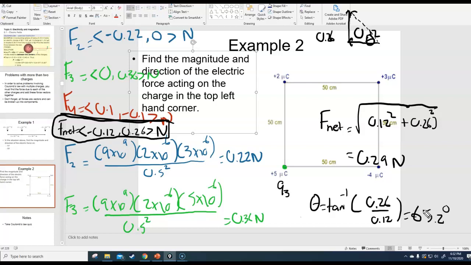Okay, the magnitude and direction of the electric force acting on the charge in the top left-hand corner. The magnitude is 0.29 newtons. And the direction is 65.2 degrees. I don't know if you'd say north of west or whatever, but there we go. Okay, that is the answer to example 2. All right, so pause it there if you need to look at that some more.